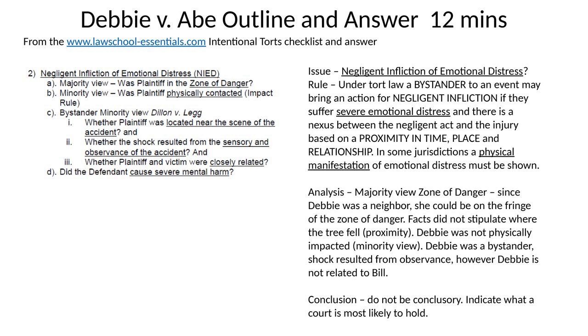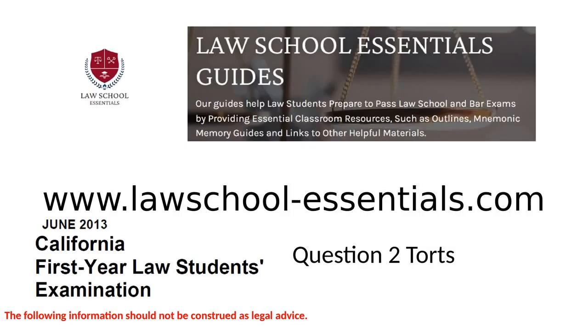So in the analysis, the zone of danger, Debbie was a neighbor. She could be on the fringe of the zone of danger. So don't be conclusory again. Indicate what the court is most likely to hold.